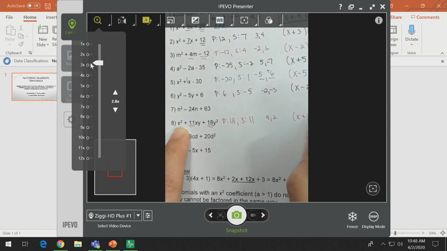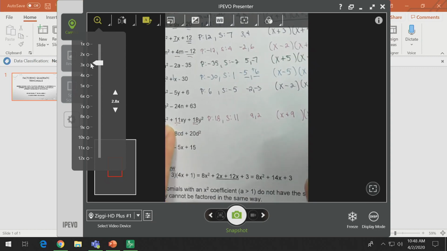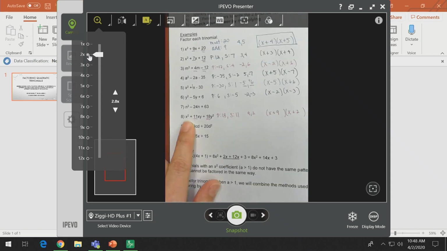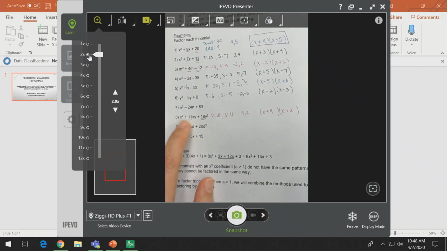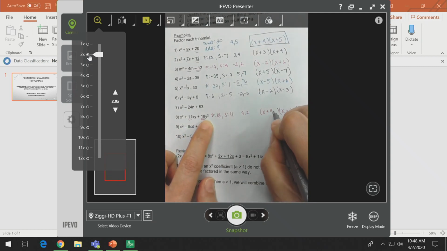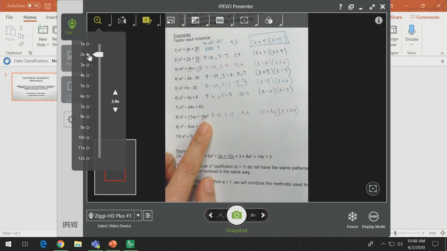x plus 9 x plus 2. I left some room there. Why do you think I would leave the room? Because I've got another variable involved. And so that variable will go there on the second half of the binomial.